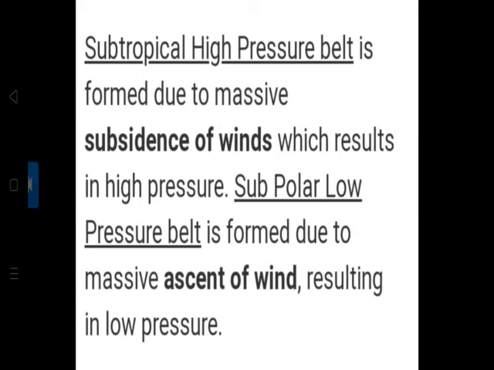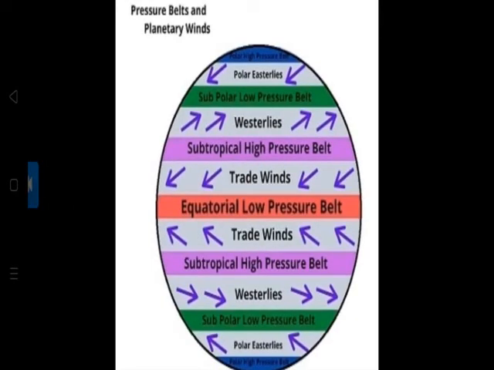Now we come to the subtropical belt. It is formed due to massive subsidence of winds which results in high pressure. The subpolar low pressure belt is formed due to massive ascent of wind resulting in low pressure. We'll get some more information about the subtropical high pressure belt.